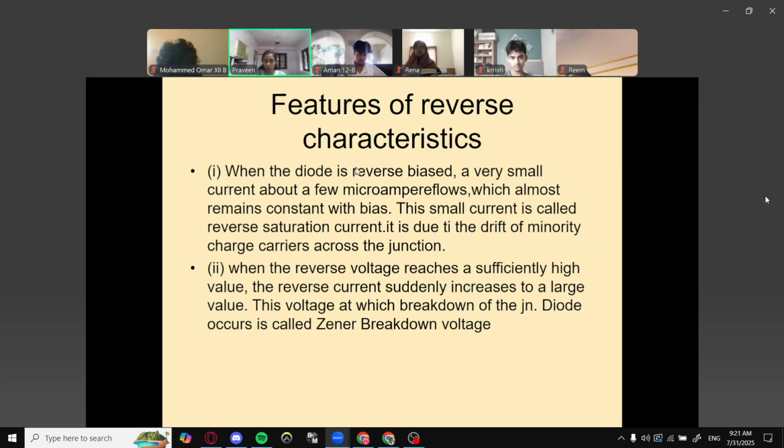Okay, hope you might have completed. Only two terms are there. So these are the characteristics of the PN junction: forward characteristics and reverse characteristics, very important. The graph is also important. The circuit is also important. The features of these forward and reverse characteristics, including the terminology, are also very important.